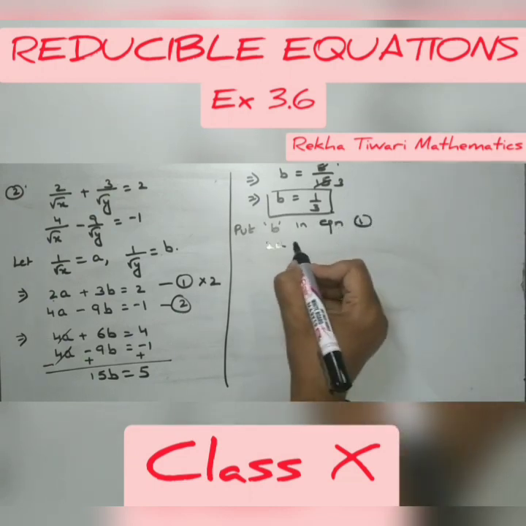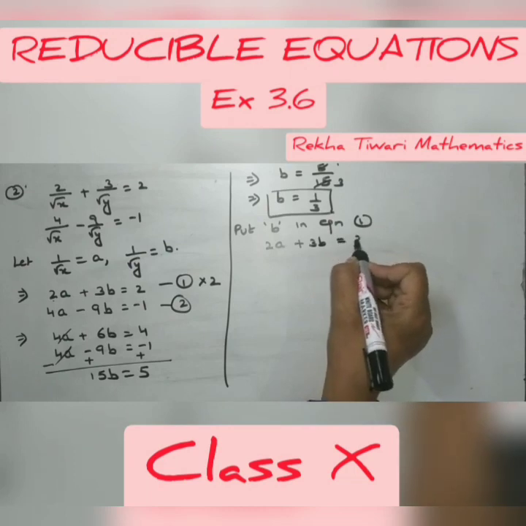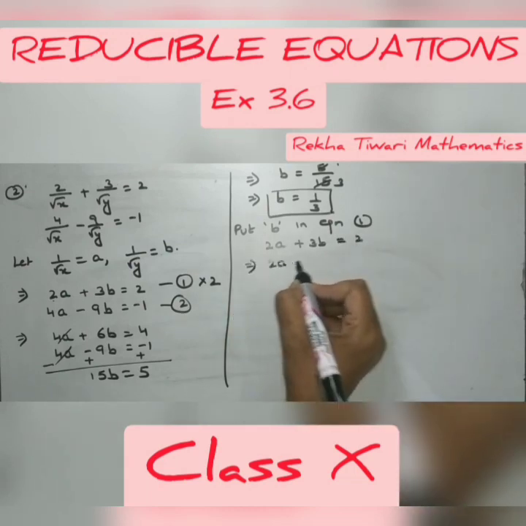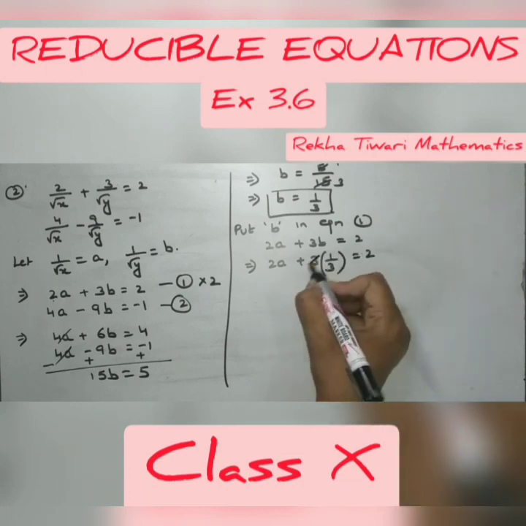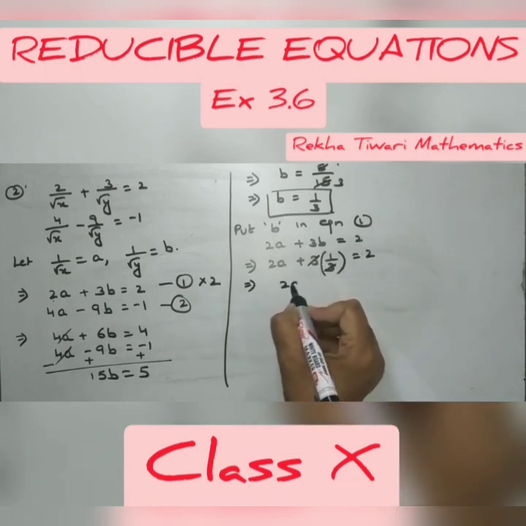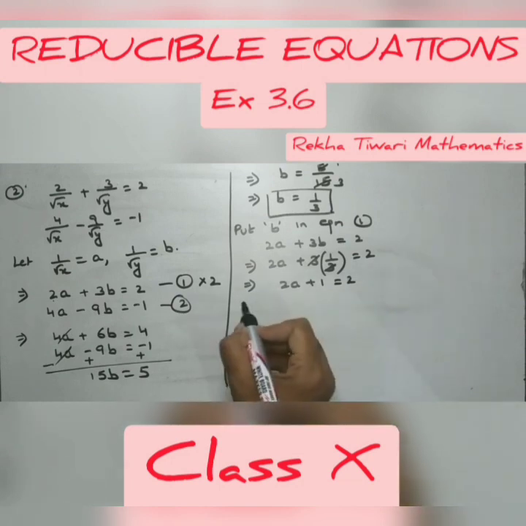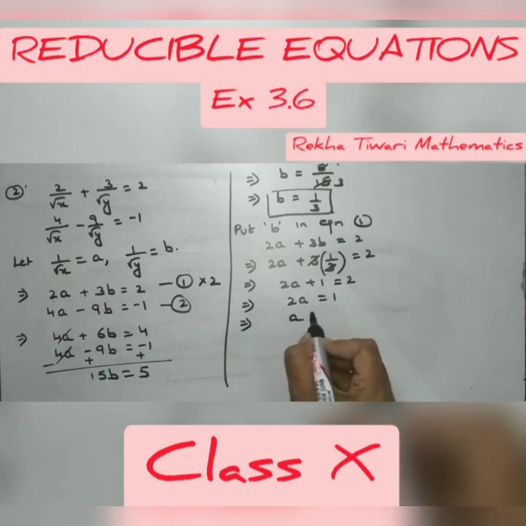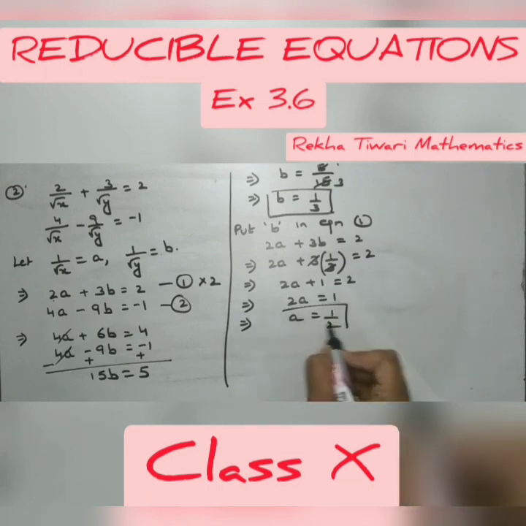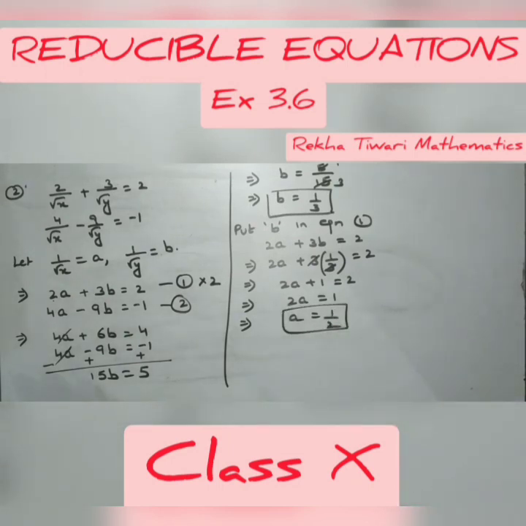Equation number 1 is 2a plus 3b is equal to 2. This implies 2a plus 3, put the value of b, 1 by 3, is equal to 2, cancel 3. This is 2a plus 1 is equal to 2, implies 2a is equal to 1, implies a is equal to 1 by 2. So the answer for these two equations are a is 1 by 2 and b is 1 by 3.